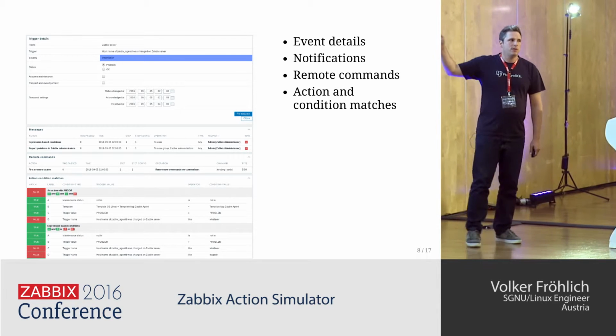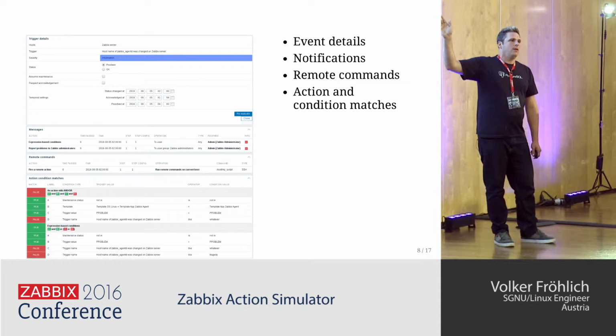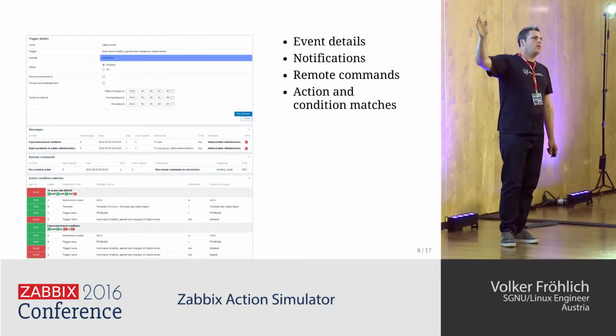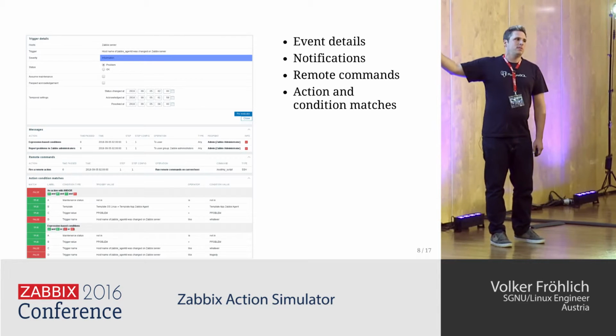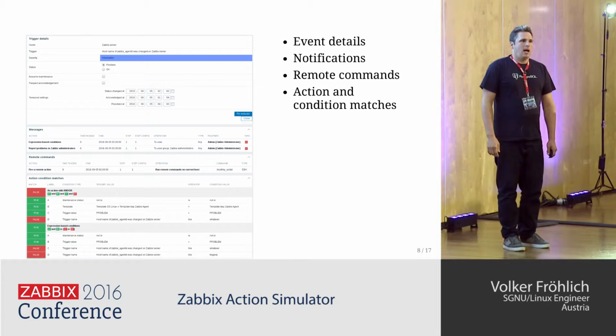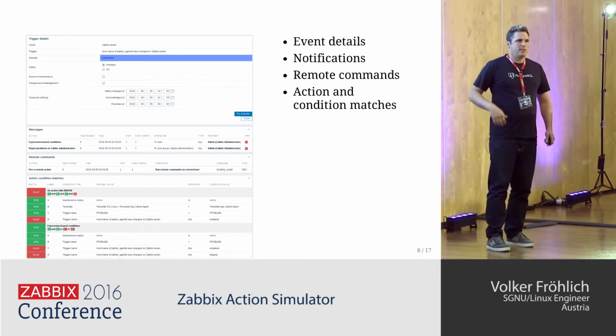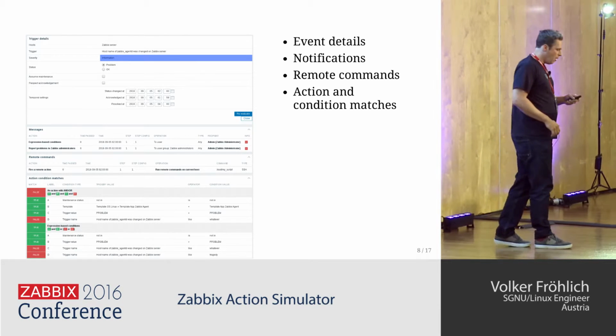And then there's two blocks. The one above is what's going on in terms of notifications. The one below is what is going on in terms of remote commands. And the bottom table helps you debug action conditions. I picked this order because you're usually interested in the result, and just if something goes wrong, you scroll down trying to figure out what went wrong there.